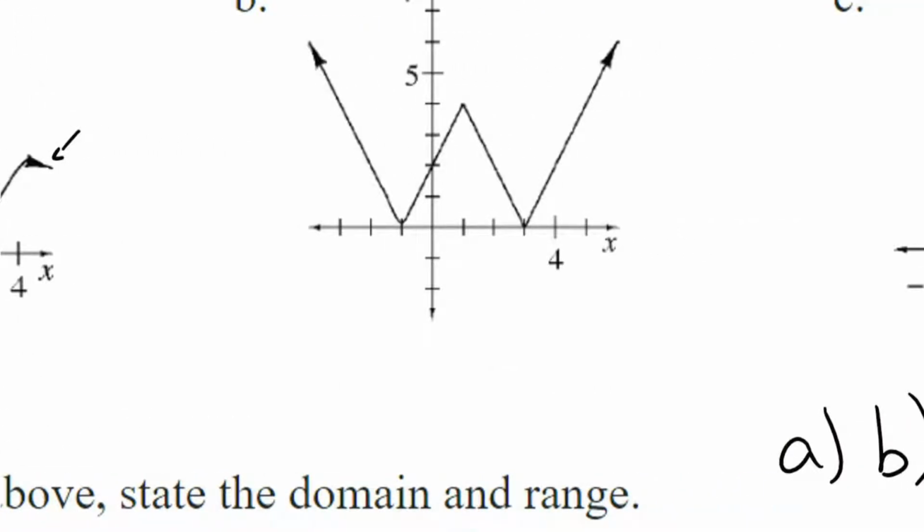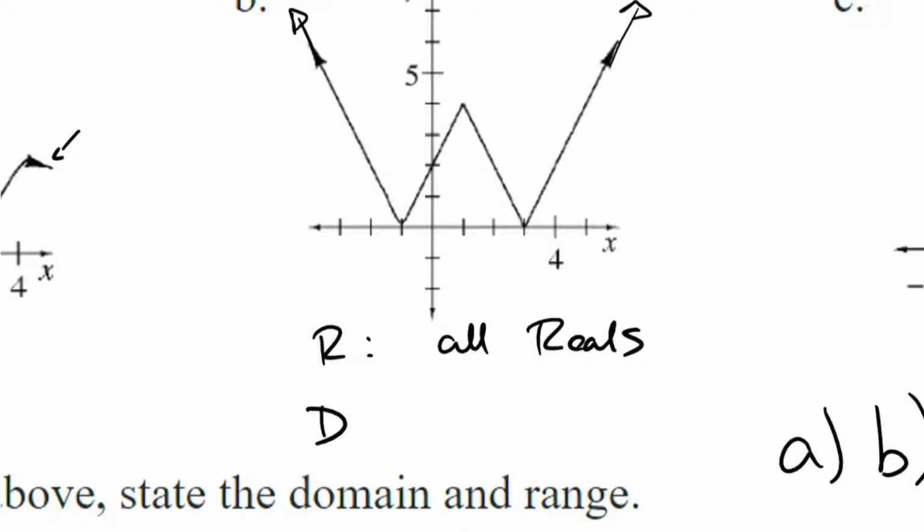For B, same thing. It looks like my domain is also all real numbers. And the range kind of goes up forever, right? I can see because these arrows are shooting this direction, I'm going to be able to hit any value I want in the positive direction. But it looks like the smallest value I can hit is Y is 0. So I'm going to say that my range is all Y values that are larger than and perhaps equal to 0. So my range is everything more than or equal to 0.